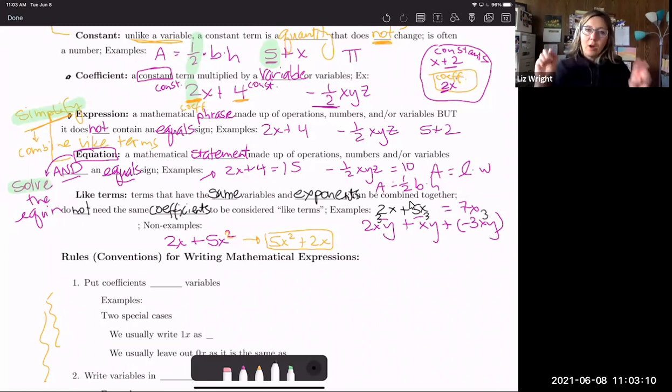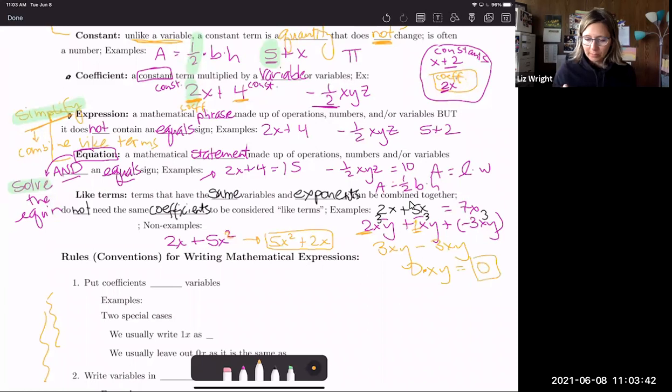So you look, are they all xy's? Yes. Are they the same exact power, that it's x to the third, y to the first? Yes, all the way across. So now you look at your coefficients and you combine them. So 2 and this, it's an implied 1. 2 and 1 is 3. So I would have 3xy, and this is going to be minus 3xy. Well, how many xy's are left? None. So it'd be 0xy, but do I write 0xy? Well, 0 times xy is just 0. So you can just write 0 for that one.